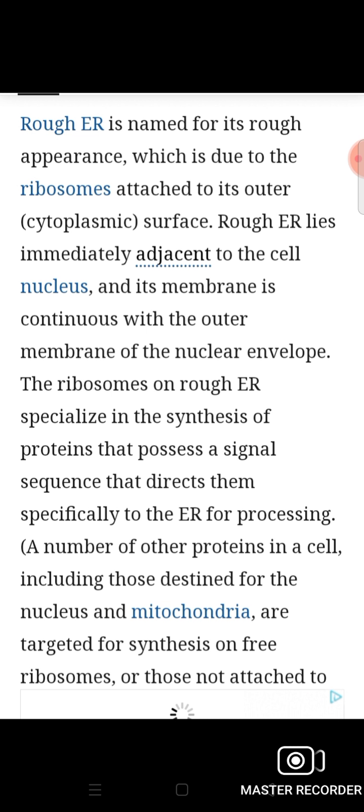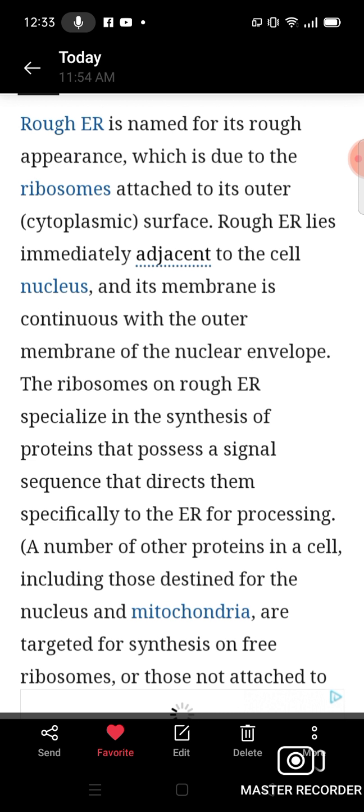Rough endoplasmic reticulum lies immediately adjacent to the cell nucleus. It starts immediately after the nucleus, and its membrane is continuous with the outer membrane of the nuclear envelope. So it starts from the nuclear envelope and ends at the inner membrane of the plasma membrane or cell membrane.